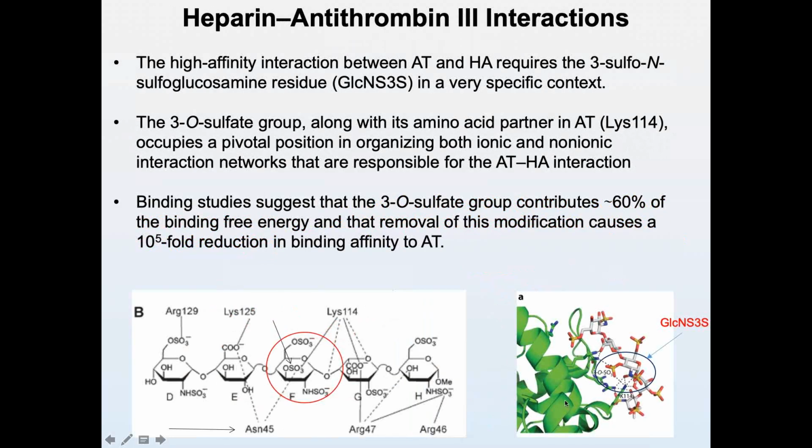recognize the antithrombin. So it's very, very important that you have a kinking in the glycosidic bond that allows this group to interact with lysine 114. Without a kinking, this does not happen. And this interaction alone contributes to about 60% of the binding free energy of heparin and antithrombin interaction.